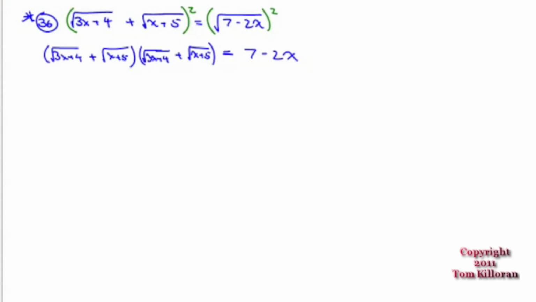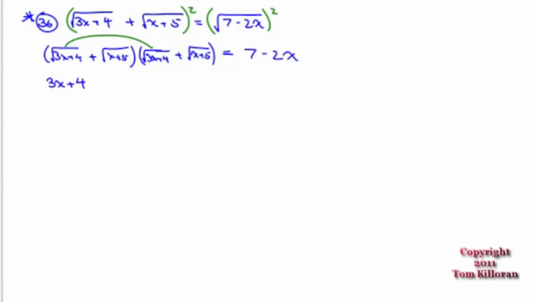So, if I multiply this out, let's see what happens. First, this one times this one. Square root of 5 times square root of 5 is 5, not 25. Just 5. And the square root of 3x plus 4 times the square root of 3x plus 4 is 3x plus 4.